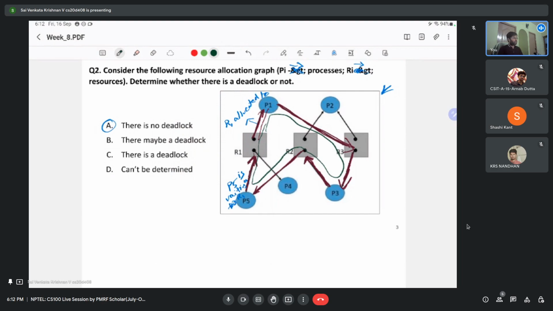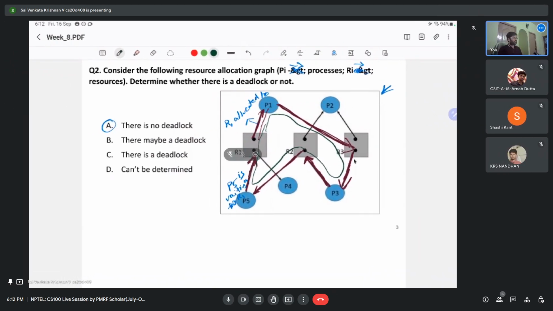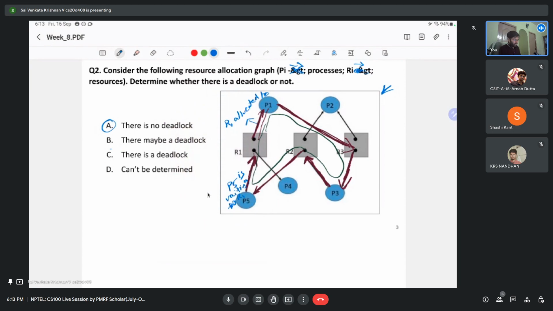Do you feel? Arnab has given option A, there is no deadlock. Any other guesses? Right, so there is a deadlock because a cycle is forming. Shashikant has mentioned option C. The correct answer is option B, in my opinion.